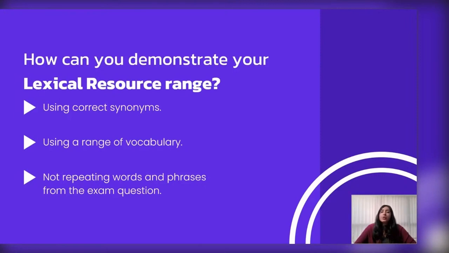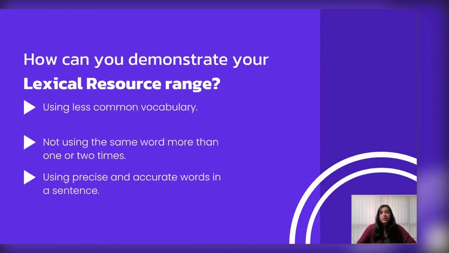Next up, not repeating words and phrases from the exam question. That's what we just discussed in the first point, and we can do that by using synonyms, because what happens is if the examiner keeps seeing repeated words, you might say something when you're describing the graph like there was a rise in here, and there was a rise in there. The word rise itself is popping up way too many times in the paper, so the examiner will catch that and say, okay, there's not so much of a lexical resource range here that you're demonstrating, so you might be marked down.